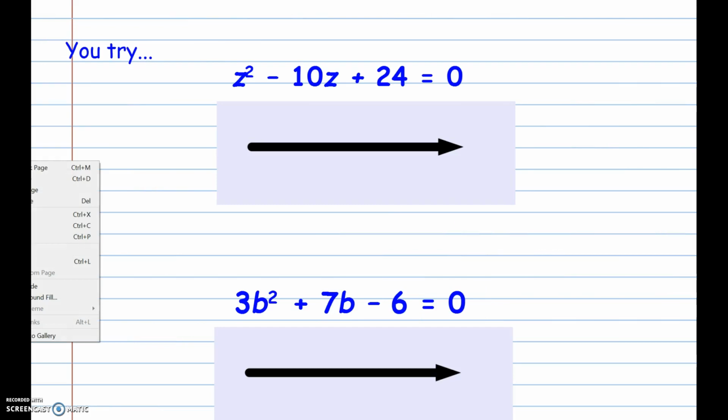Now go ahead and try these two. Remember to pause your video so that you don't get the answer right away.